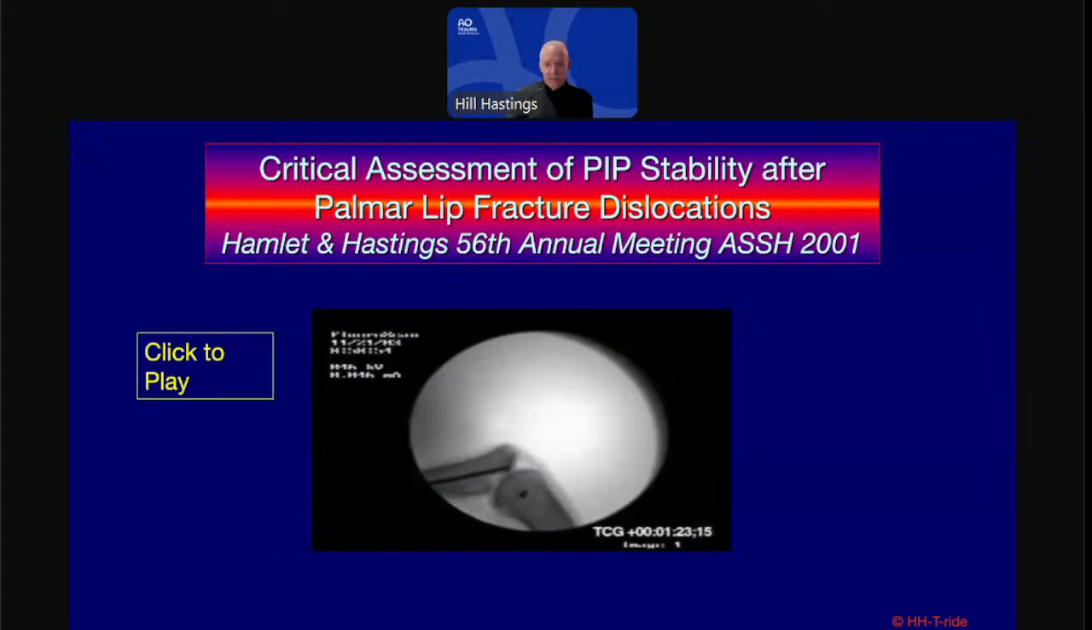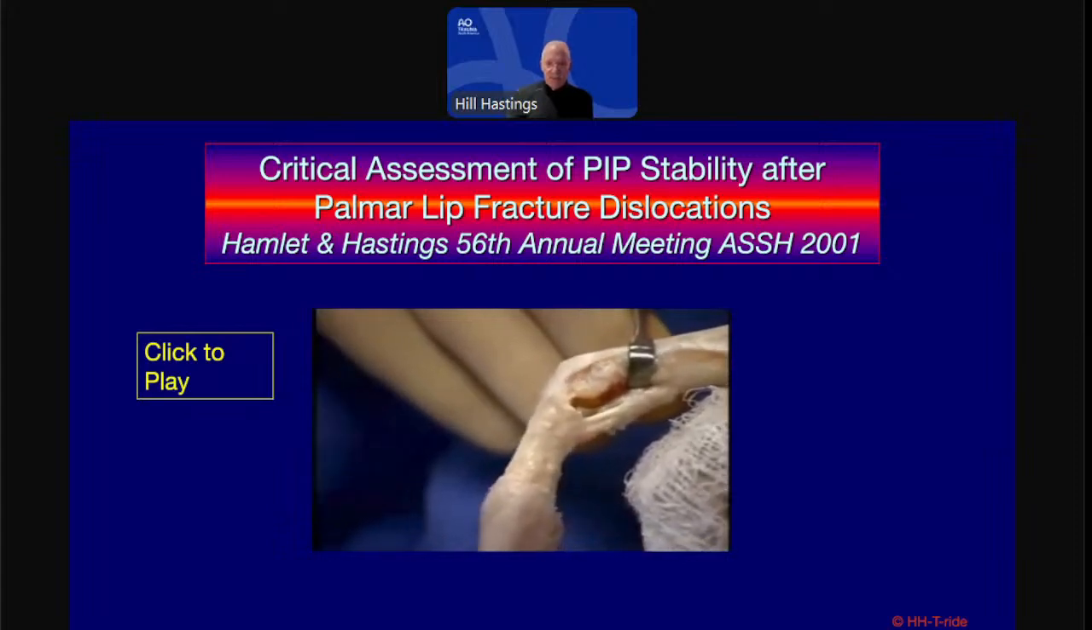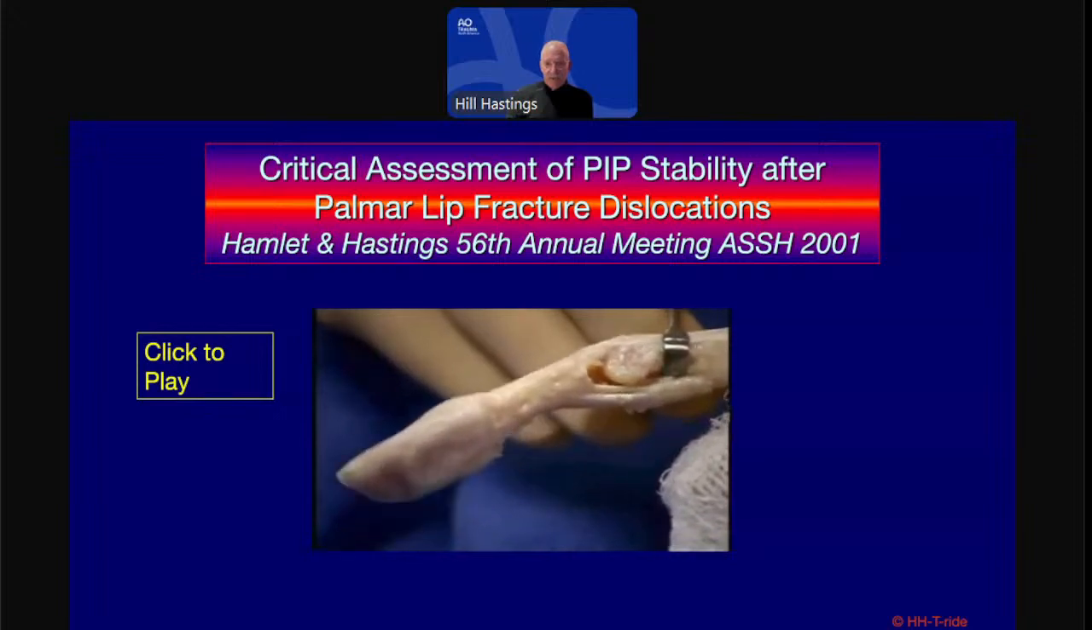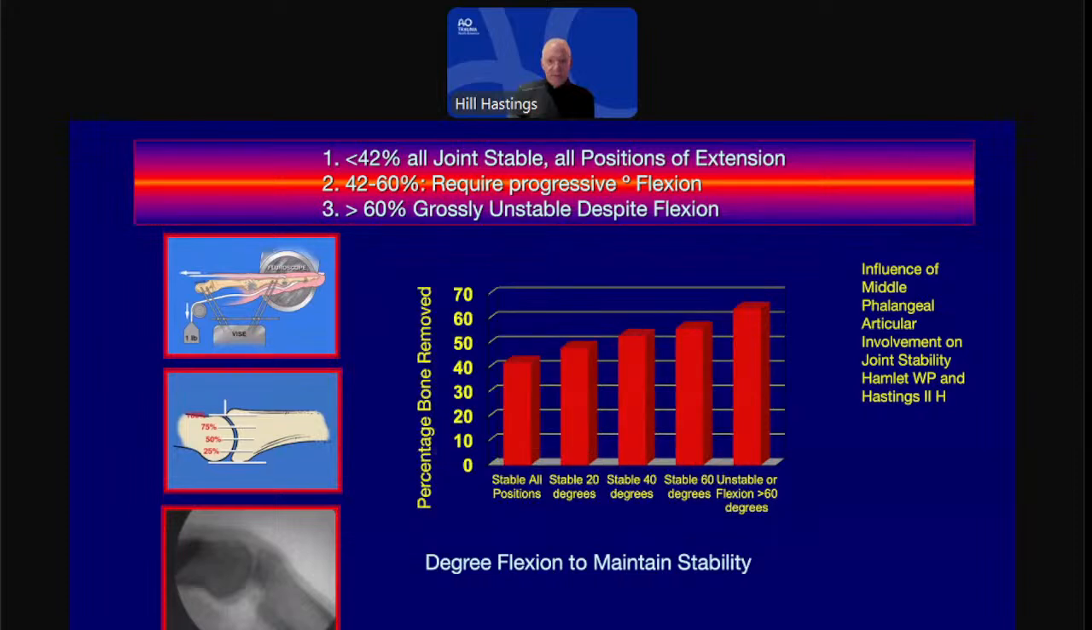So in real time, this is what it looks like when it presents to you. As you extend, as the joint comes up and out, it suddenly pops out into a dislocated position, and then it just hinges upon that volar defect. So we found that with up to 42% of the joint gone, the joint, in fact, was stable in all positions.